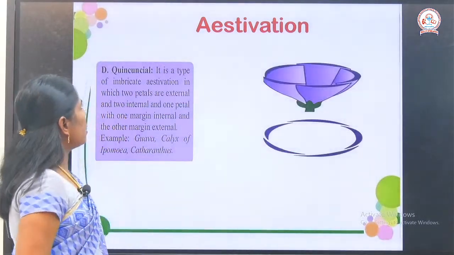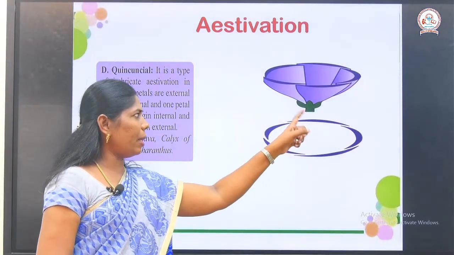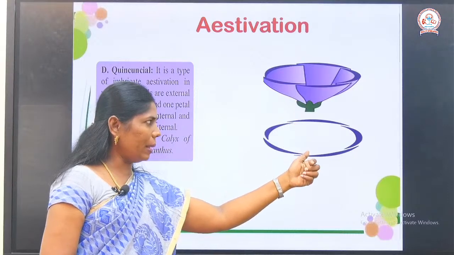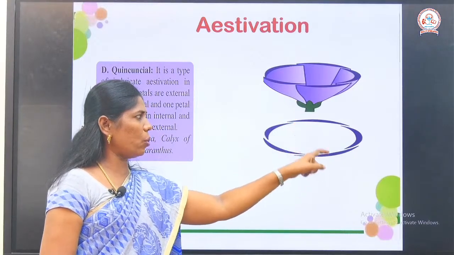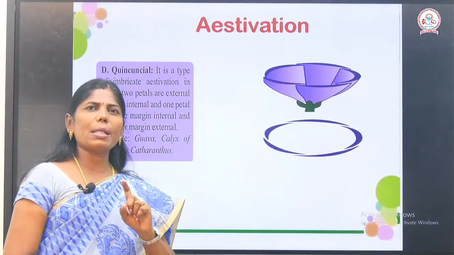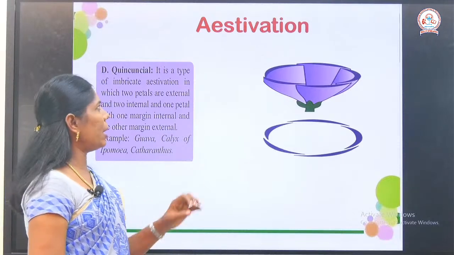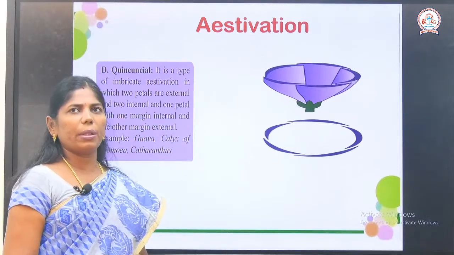And the last one is quincunxial arrangement. It consists of two exterior, two interior, and only one is both exterior and interior. So this type of arrangement is a quincunxial arrangement.